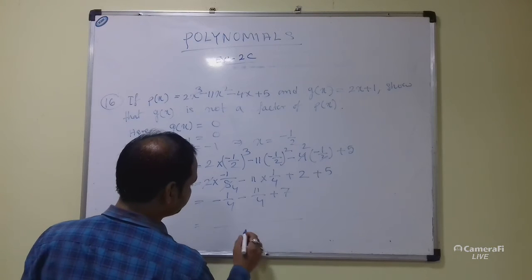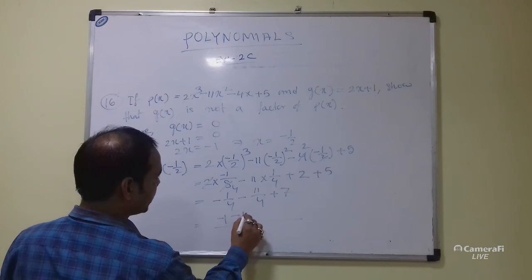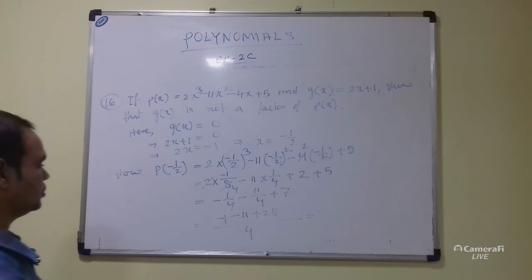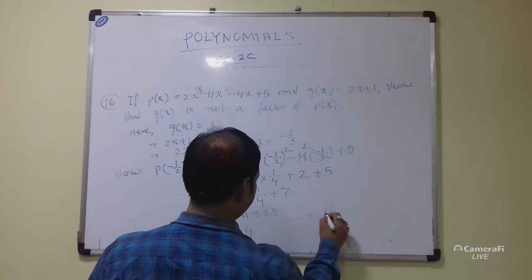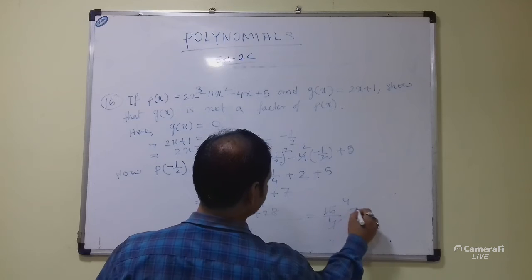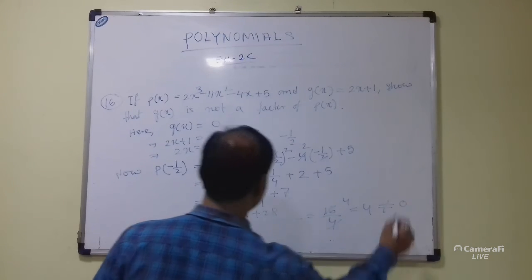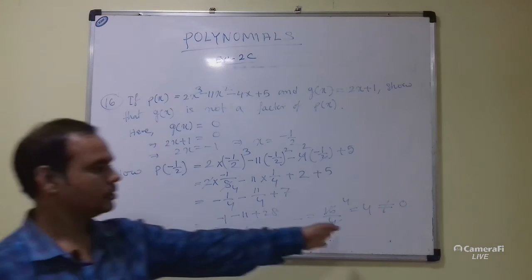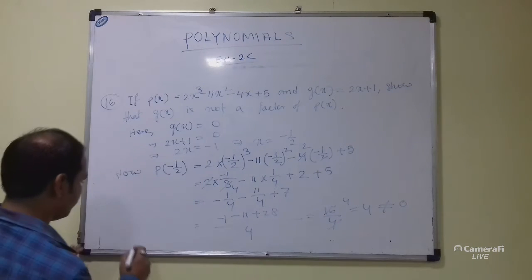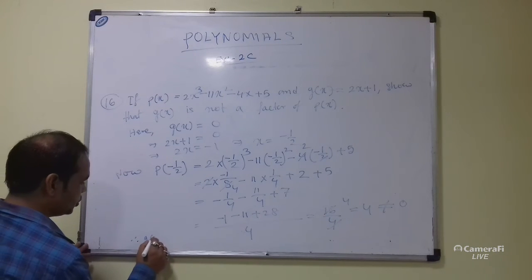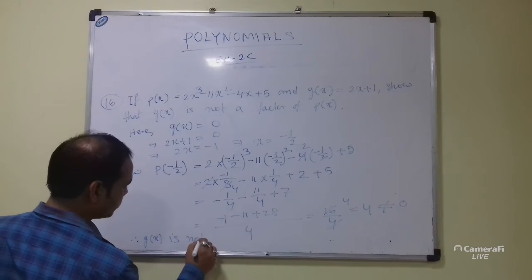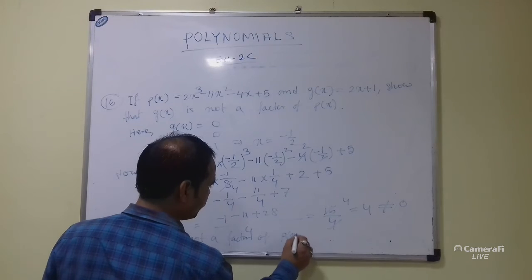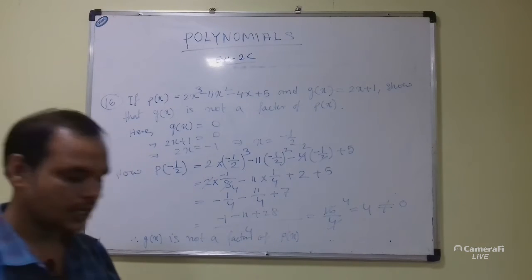Now calculate it. Minus 1 minus 11 plus 28 equals 16 by 4. So that means 4, which is not equal to 0. Clear? 4, which is not equal to 0. So therefore we can write g of x is not a factor of p of x. I hope you understood.